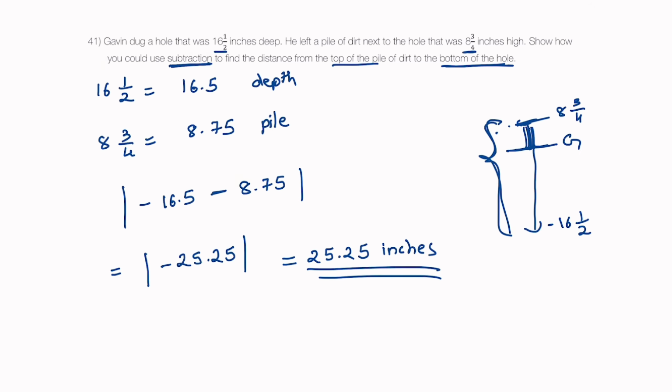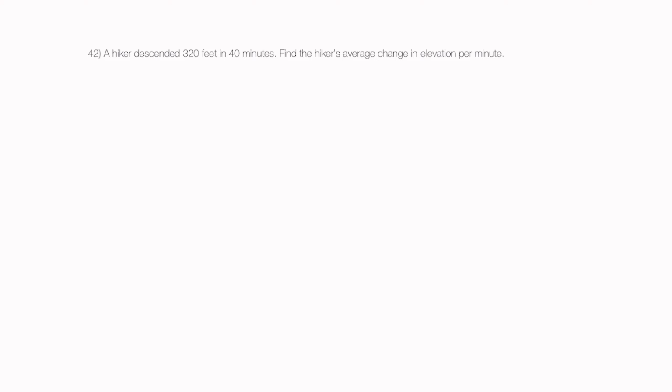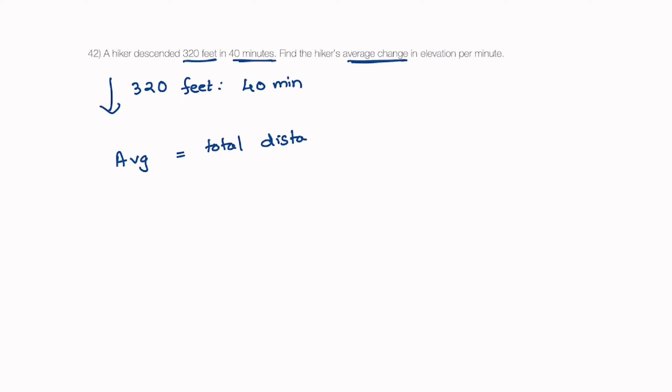25.25 inches. The next, a hiker descended 320 feet in 40 minutes. It's coming down, right? Descended. How much? 320 feet. And how long was it? It's 40 minutes. Find the hiker's average change in elevation per minute. We have to find the average. And how do we find the average? We need to know the total distance. How much did he cover? That we already know, which is upon the time taken for that, which is 40 over here.